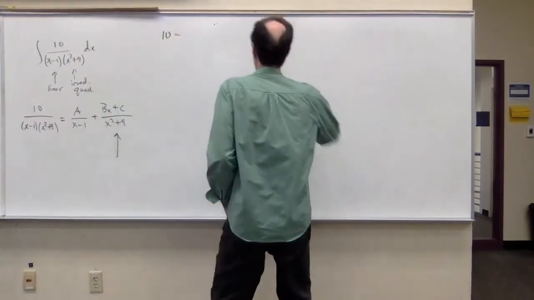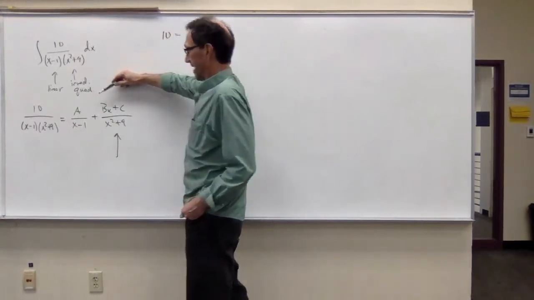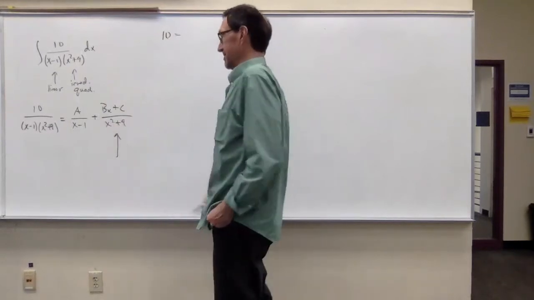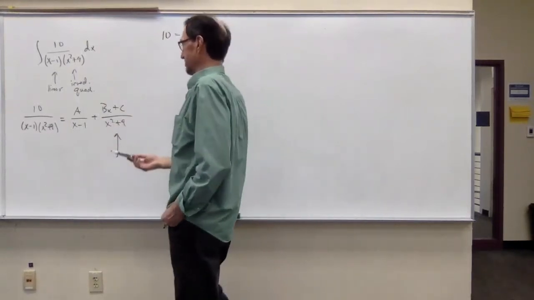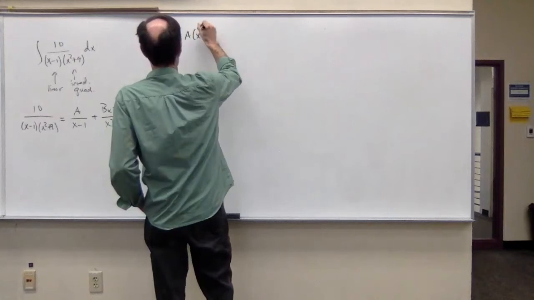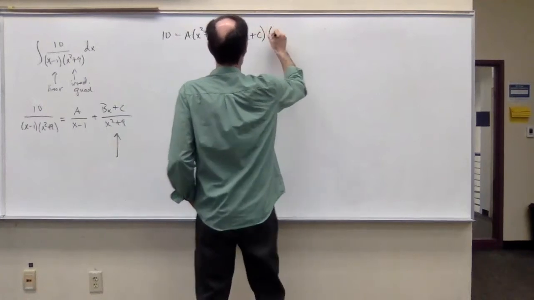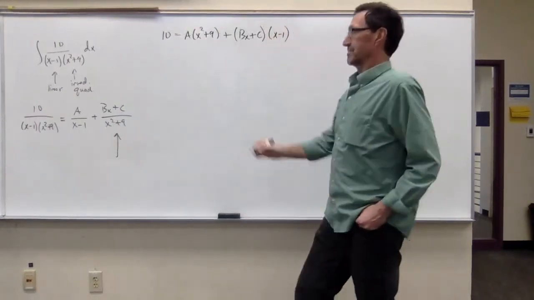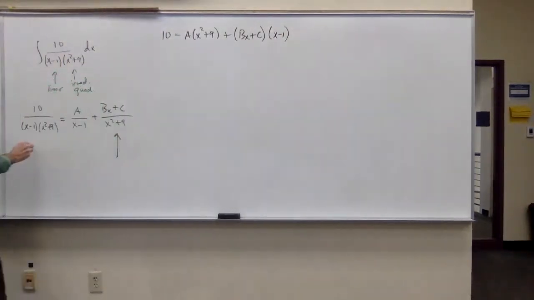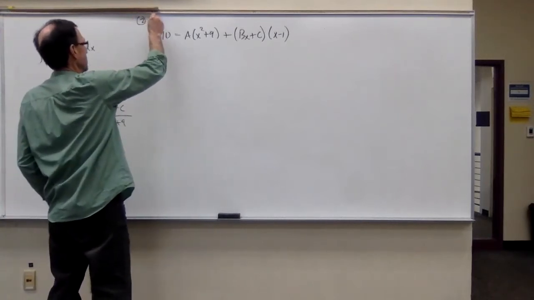And the numerator on the right, if you can imagine, we're going to multiply the first fraction by x squared plus 9 over x squared plus 9. And the second one times x minus 1 over x minus 1. And that will lead to this. So the first thing we do is come up with our decomposition pattern. And then, second thing we do, equate numerators.